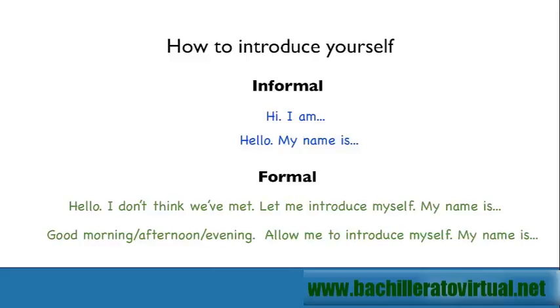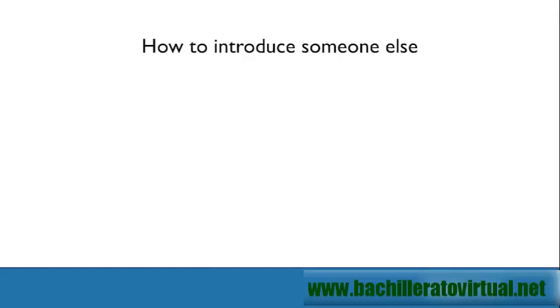Okay, let's look at how you can introduce someone else. In an informal situation, again, it's nice and easy. Just say, this is. For example, this is my friend Sue. You could say, this is my brother, John. Let's look at the formal expressions for introducing someone else.